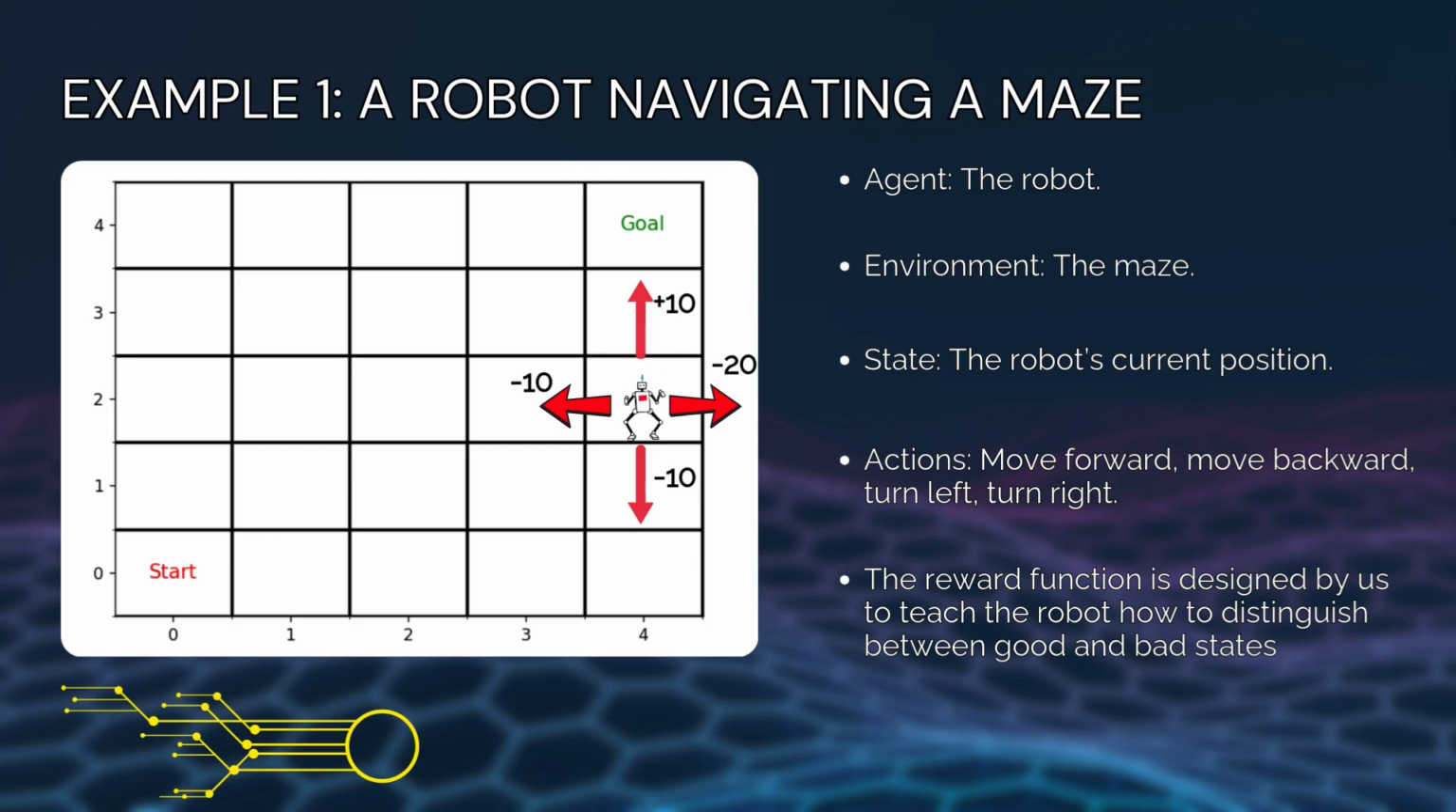The robot has no prior knowledge of the maze. It only relies on the reward signal to determine whether an action is beneficial or not. If an action moves the robot closer to the exit, we assign a high reward, encouraging it to continue in that direction. Conversely, if an action leads to a dead end, we assign a low or negative reward, discouraging it from repeating the mistake. Over time, the robot discovers the optimal strategy to escape the maze.